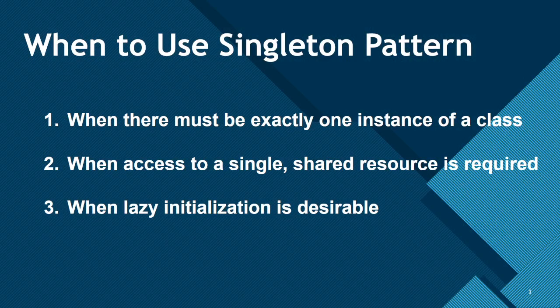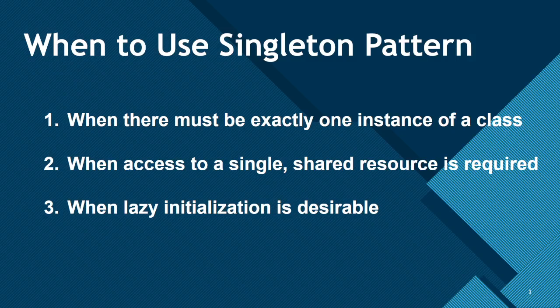When there must be exactly one instance of a class. This is typically useful for resources such as database connections, thread pools, logging systems, and caches where multiple instances would be wasteful or problematic, when access to a single shared resource is required. The singleton pattern ensures that all requests for the instance return the same instance, allowing for centralized control of the resource. When lazy initialization is desirable, if the creation of the instance is costly in terms of resources and is not always needed, the singleton pattern can delay the creation until the instance is first requested.